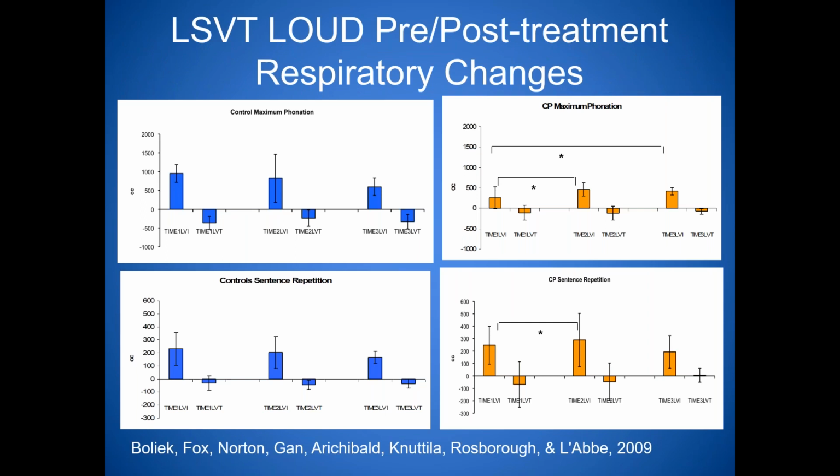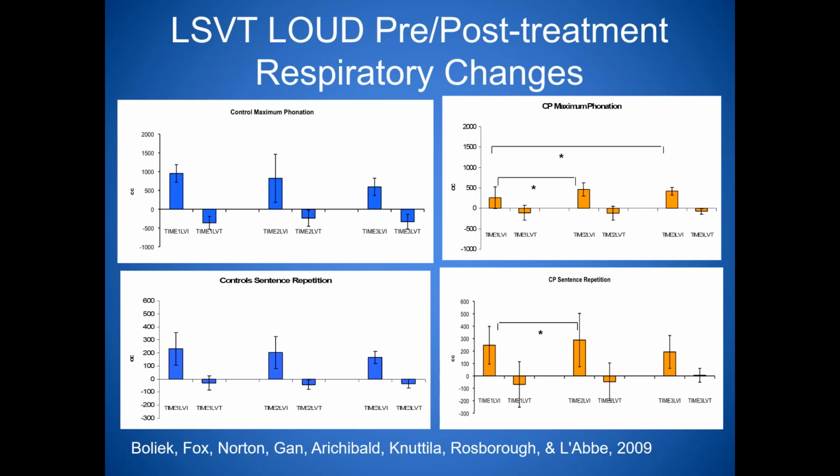So I'm going to show you one of the outcome variables having to do with respiratory changes pre-post LSVT LOUD. On the left side in the blue are the data from the control or typically developing participants. The upper panel is the maximum phonation duration task, which is part of the treatment target. And the lower panel is sentence repetitions, which are not part of the treatment target, and we use to see if we're getting some generalizability. The first sets of columns are time 1 or pre-treatment, time 2 representing immediately after treatment, and time 3 at 12 weeks following post-treatment.